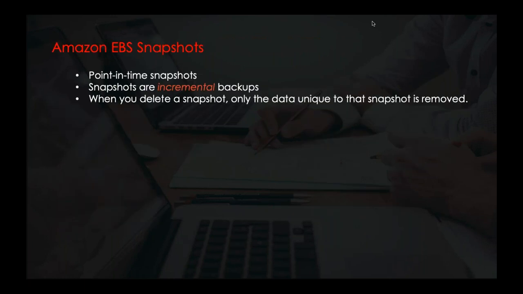Now, the best part of the EBS volume is the snapshot. This technology is not yet available on any other cloud computing platform, or even in on-premise infrastructure. The first feature is point-in-time recovery. That is, you can create a snapshot and recover your data at any point in time you require. The second best feature of the snapshots of an EBS volume offered by Amazon is incremental backup.